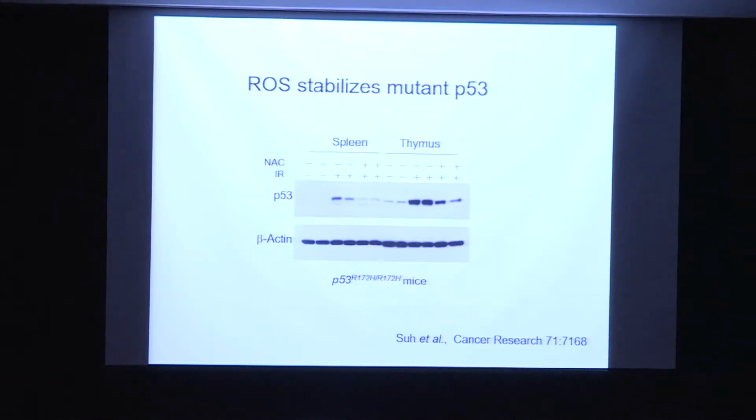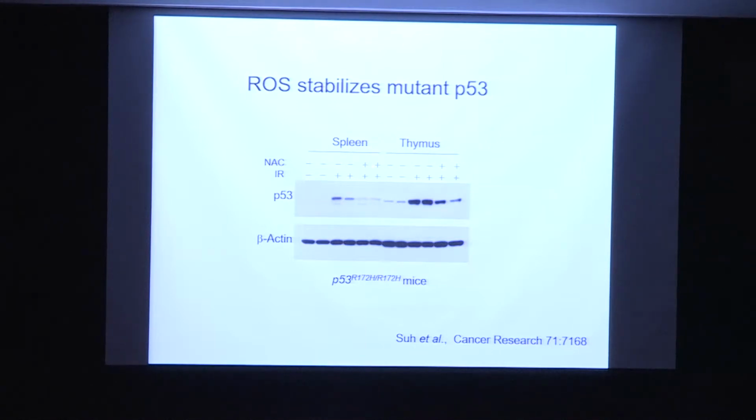We've known for a long time that ROS stabilizes wild-type p53, and so the question we asked here is, does it also stabilize mutant p53? So here we have 2 lanes each. This is the p53 levels in these homozygous mutant mice. You irradiate, you stabilize that mutant protein.